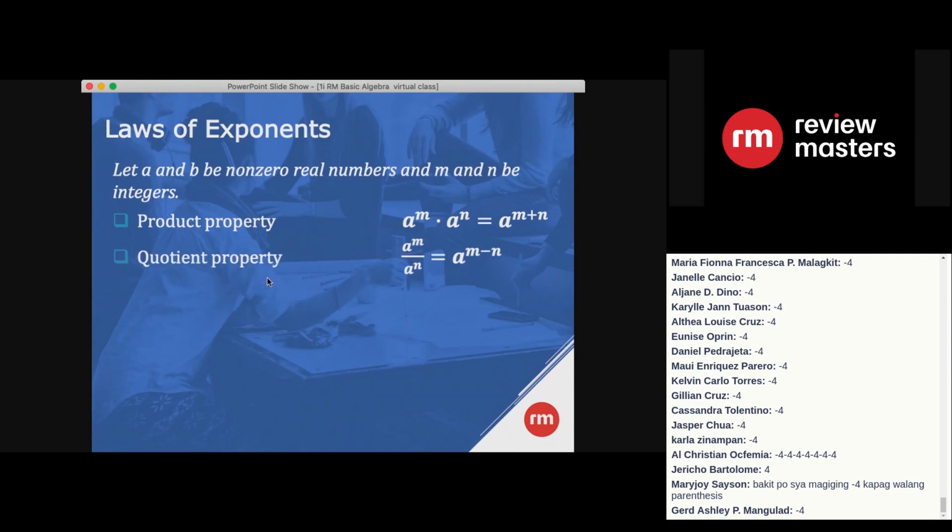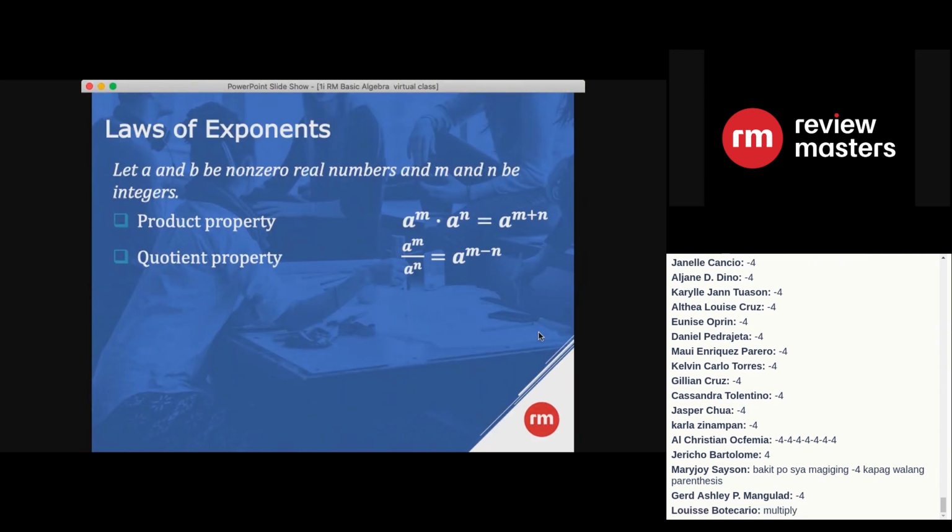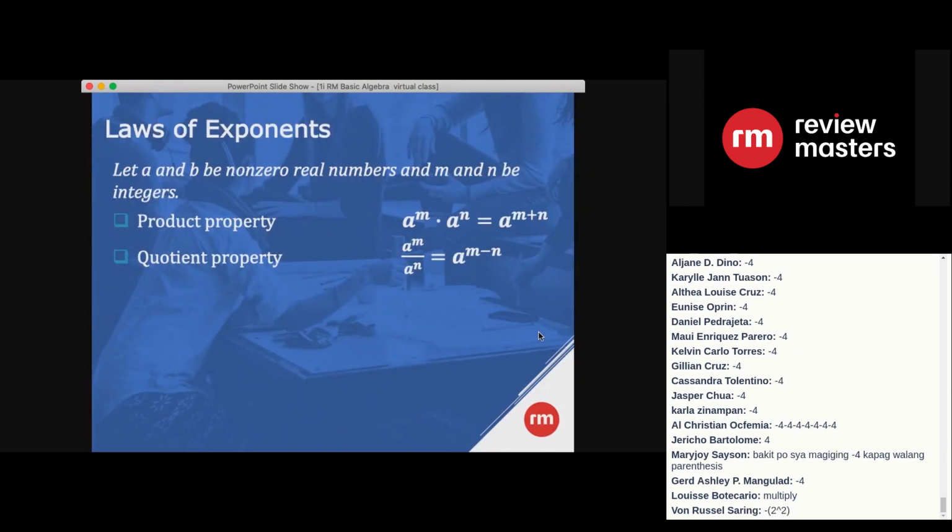Quotient property. Okay, wait a moment. Someone is asking, why would it be negative 4 when there are no parentheses? Okay, I will have to go back there first. Why would this be negative 4? Because if it is negative 2 squared, and there are no parentheses on the negative 2, the base there is simply 2. So it is actually the negative of 2 squared, and hence that will become negative 4.